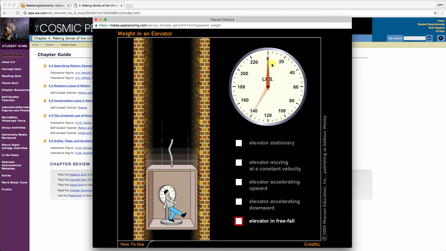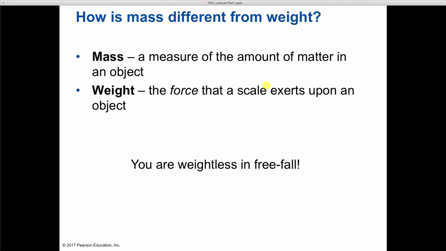You are weightless. So weightlessness doesn't mean that you're not moving, doesn't mean that there's no gravity. It just means that you're basically in free fall. You're falling freely, and the scale is falling with you, and there's no force exerted between the scale and you, and so it reads 0 for your weight. So that's weightlessness when you're in free fall.